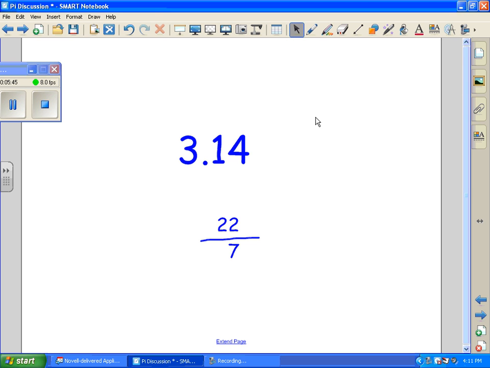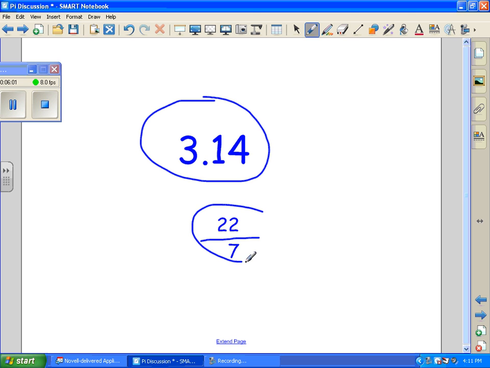At this time, you need to make sure that you are filling out your summary sheet. Make sure you have that ready for class tomorrow so that when we come into class, we can do some hands-on activities trying to determine and prove that 3.14 or 22 over 7 is truly the value of pi.